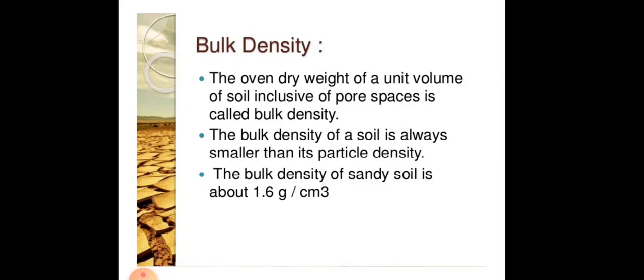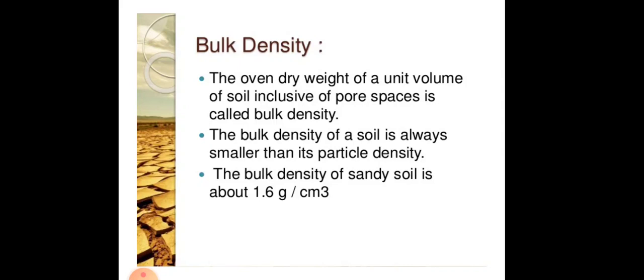In this calculation we consider the solid particles as well as the spaces which are present between these particles and which are filled with air or water. So the oven dry weight per unit, the mass per unit volume which includes the pore spaces, is called bulk density. So bulk density is the total weight of soil which consists of the solid particles as well as the space present between the particles, and due to this, this density is called bulk density.